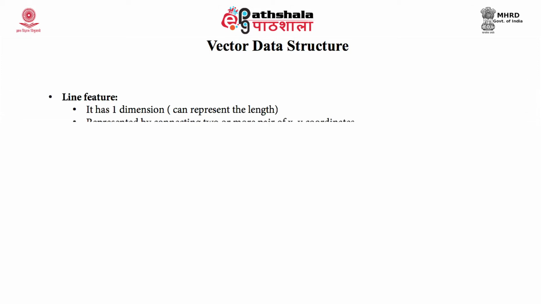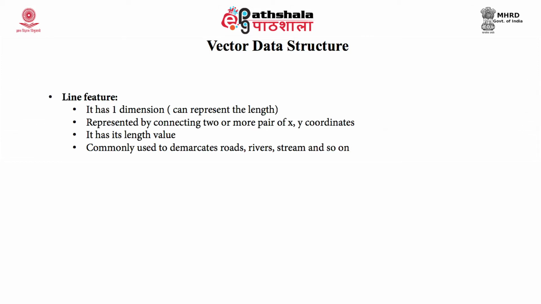Number 2 is the line features. It has only one dimension which can represent the length of a particular feature, represented by connecting two or more pairs of x and y coordinates. It has its length value, commonly used to demarcate roads, rivers, streams and so on. So considering the fact that the representation of features in line has more dimension than the point features.